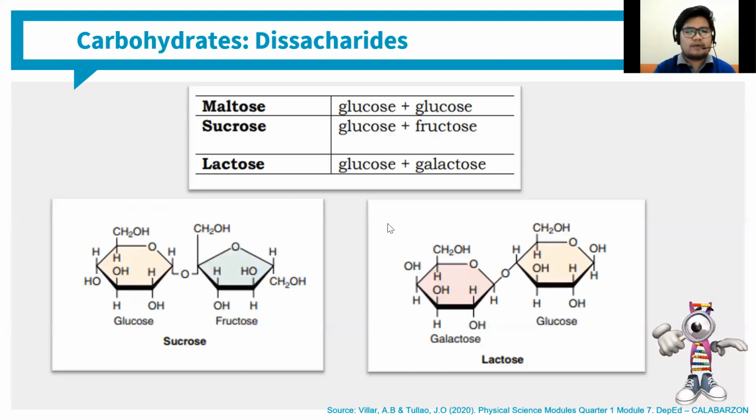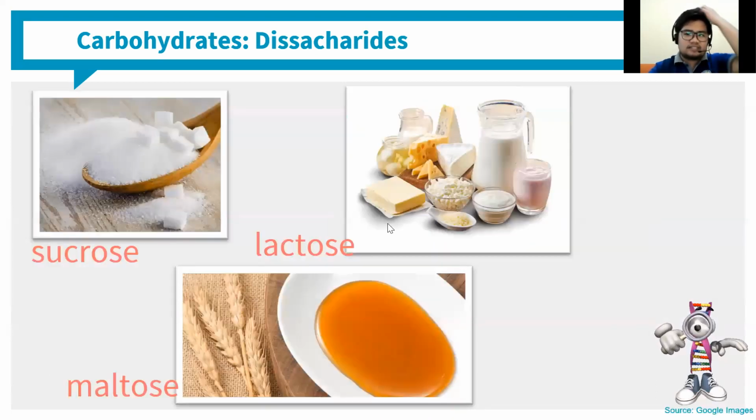For example, we have sucrose. Sucrose is glucose plus fructose. Lactose is glucose plus galactose, and maltose is glucose plus glucose. Okay? We also have examples here. Sucrose, yan yung table sugar na inihahalo natin bilang pampalasa, pampatamis sa ating gatas, sa ating kape. Okay? Lactose is also known as the milk sugar. Maltose is also known as the malt sugar.